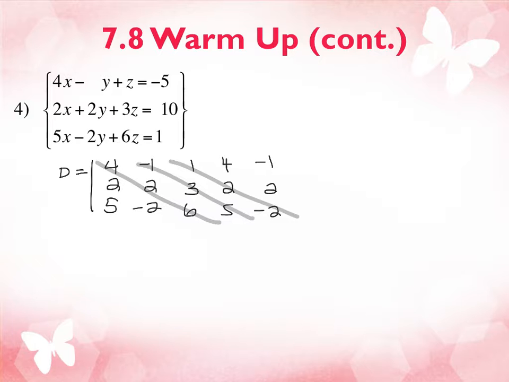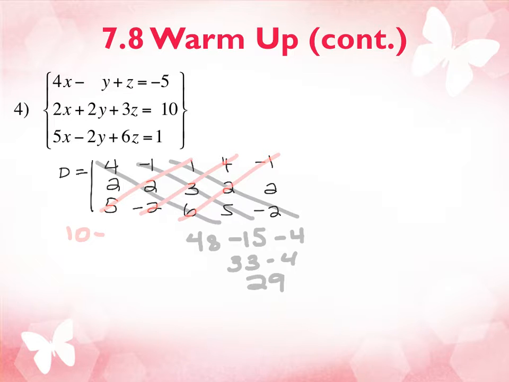Work your way forward. So 4 times 2 is 8, times 6 is 48, -1 times 3, -3, times 5, which is -15. 1 times 2 times -2, -4. So I'd get 33 minus 4, which is 29, and then go back the other way. So 10 minus 24 minus 12, 36, -26, and then 29 minus a -26 becomes plus 26, and this is 55.